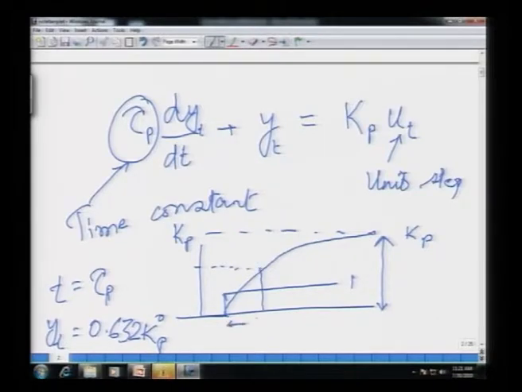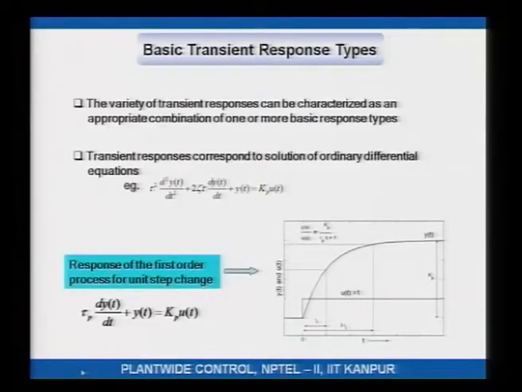This would be one time constant. If you take 3 time constants, which would be about here, about 95% of the overall response would have completed. So, this is the response of a first order system to a step change. By default, we are going to look at step changes as our standard input change. We are not going to look at pulses or impulses. Okay. So, this is the response of a process that is described by a first order differential equation.